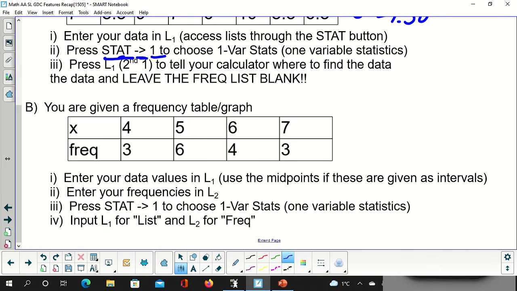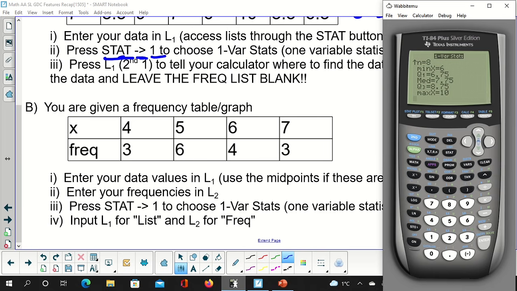Alternately, we might be given a frequency table or graph. So things are going to be very similar. I'm going to press Stat to get into those lists. I need to get rid of all my data, so I go to the very top, and I press Clear Enter in the list heading.